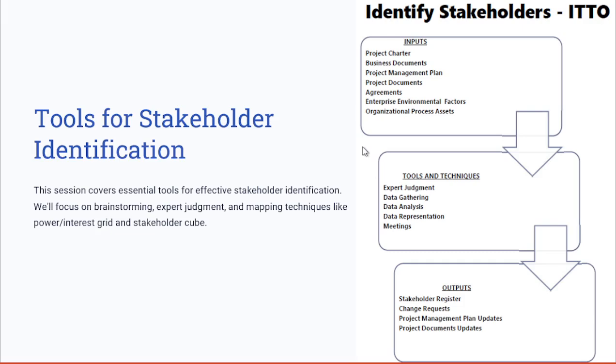As you can see, we have the key inputs involved in identifying the stakeholders, including the project charter, where you have got the approval as the first process, and then the business documents, including the business case, the project management plan, project documents, agreements, the EEFs and OPAs. The tools and techniques mainly used here are expert judgment, data gathering, data analysis, data representation, and some of the meetings.